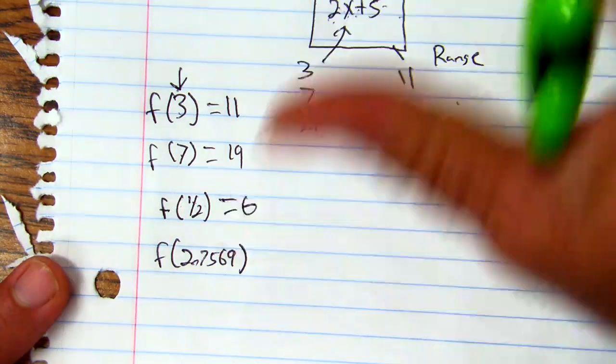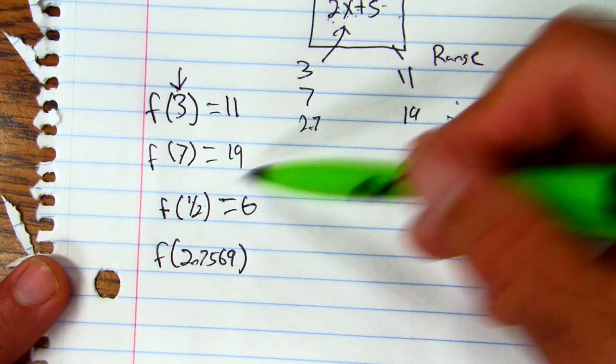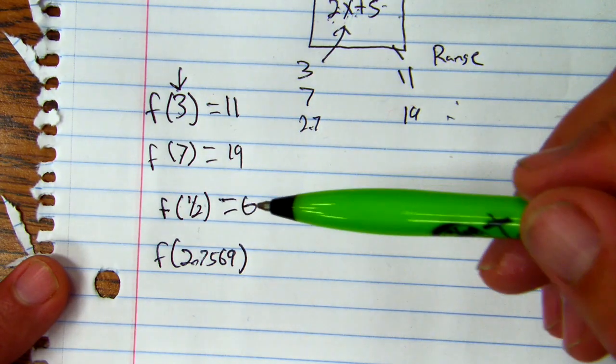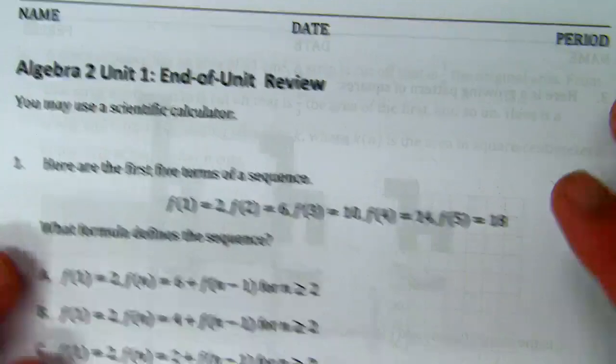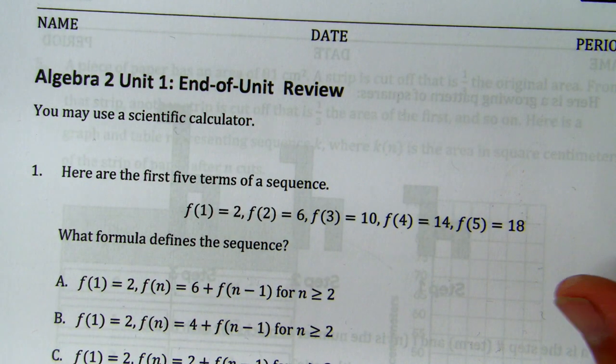Okay, so anyway, just a little review on the difference between a function where you can plug anything you want in and a sequence where you have to plug in the term number, the 0th term, the first term, the second term, the third term, etc. All right, so here we go, on to the actual review. See if we can make this work correctly.